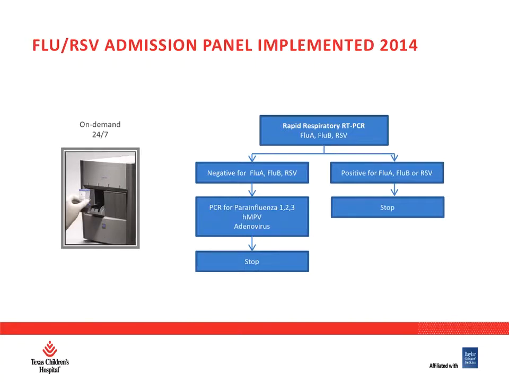We're done. If it's negative for all three, A, B, and RSV, then we reflex to testing for parainfluenza viruses, metapneumo, and adenovirus, and regardless of the answers from that second round, whether they're positive or negative, we go ahead and stop. So no more reflexing to cell culture and that type of thing.